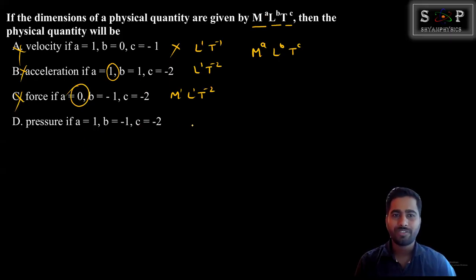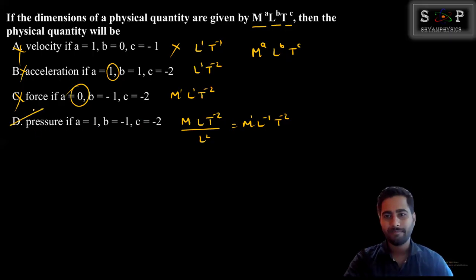Force is wrong. Pressure: it is nothing but force per unit area. Force means M L to the power 1 T to the power minus 2, divided by area means L to the power 2. If it comes to the numerator, then M L to the power minus 1 T to the power minus 2. Cross check once: 1, minus 1, minus 2, so the given option is D.